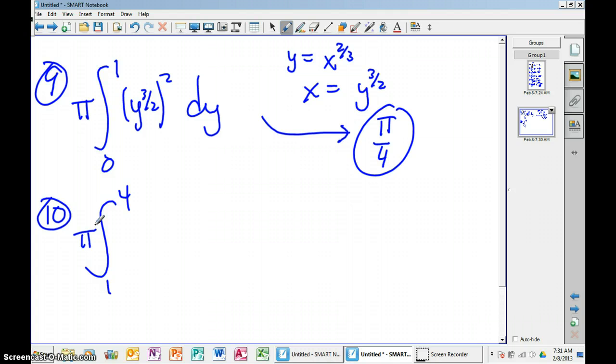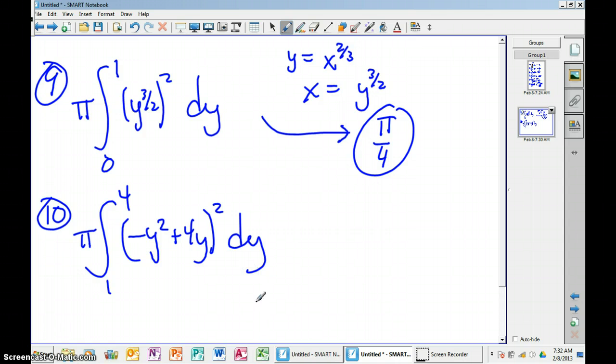And it gave it to you in x form. So that's fantastic. It said x equals negative y squared plus 4y. So it's negative y squared plus 4y. And now we're going to square that. It's dy, because the rectangles are going horizontally, if you will. And this answer, when the smoke clears, you've got to FOIL this out and do it up. You're going to get 153 pi over 5.